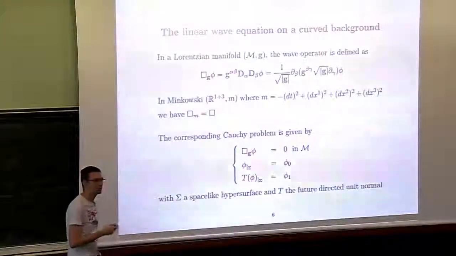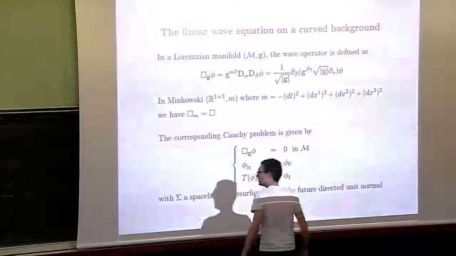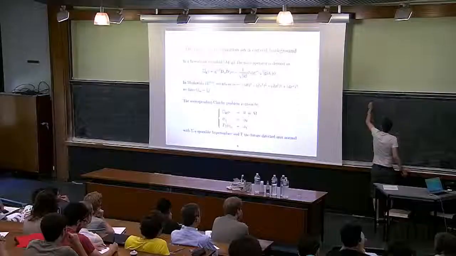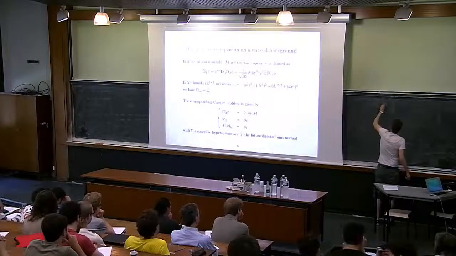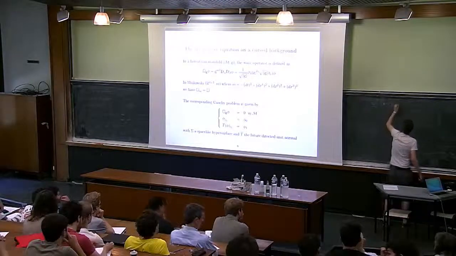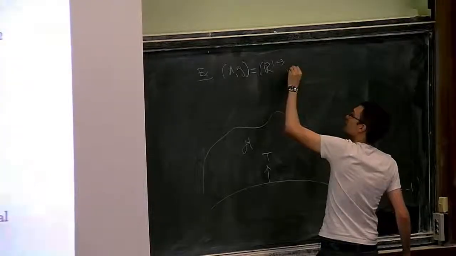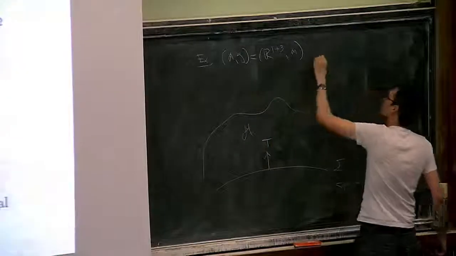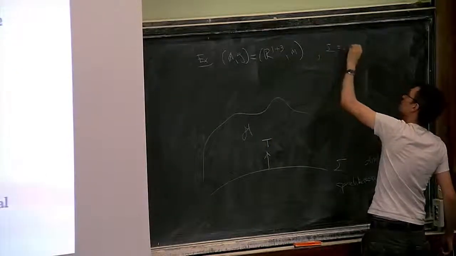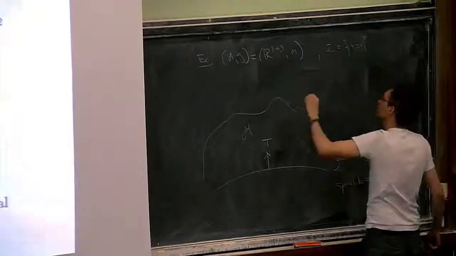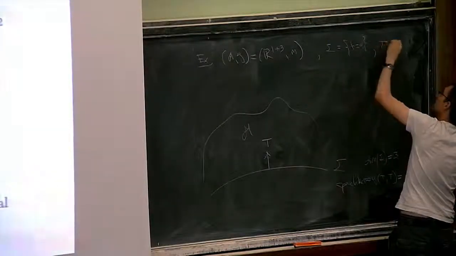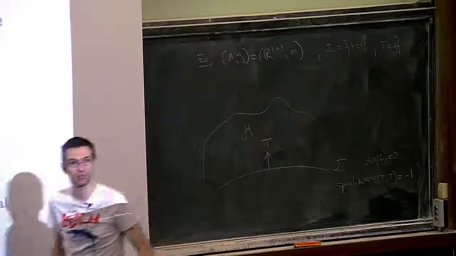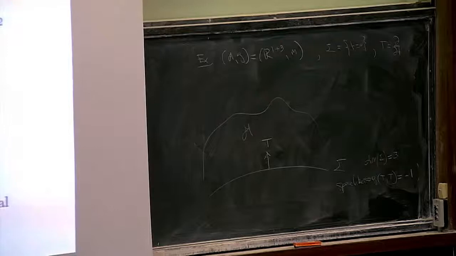And of course, the connection with the previous problem is that if you are in Minkowski, so for example, if I take M, g to be R^(1+3) with the Minkowski metric, if I take sigma to be t equal to 0, the hypersurface t equal to 0, and if I take capital T to be d by dt, you recover precisely the Cauchy problem for the flat wave equation. Okay, so that's the connection.